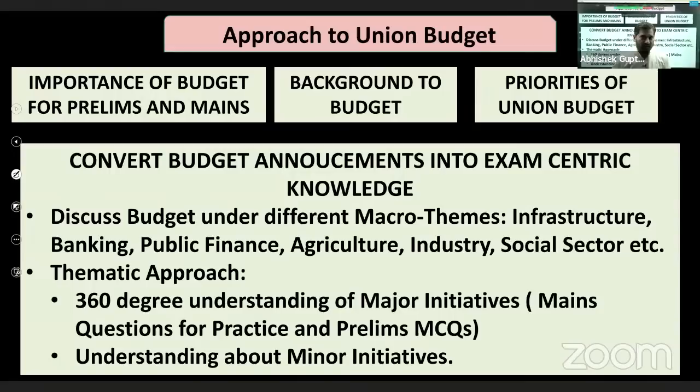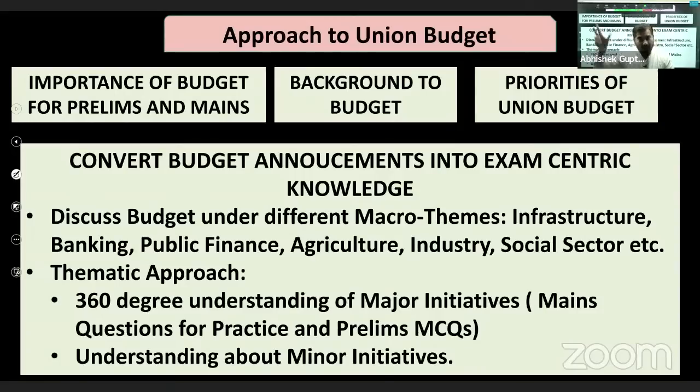What I'm going to do is take all the initiatives the finance minister has announced in this year's budget and club them under the different themes of the syllabus. Just try to recall your important themes under the syllabus. These important themes include agriculture, banking and finance, inclusive growth, infrastructure, social sector, right?